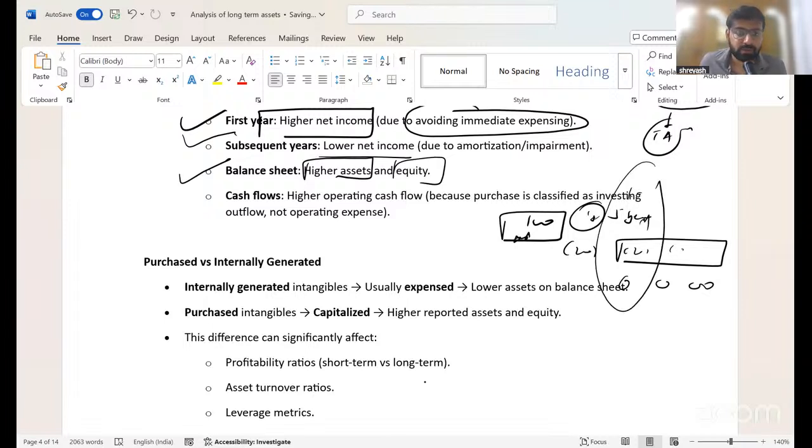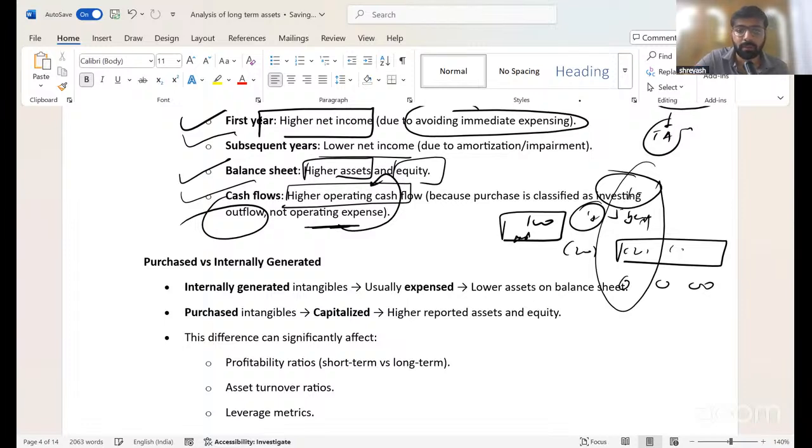And obviously, what happens to the cash flows? So your cash flows are higher. Operating cash flows, in true essence, are going to be higher. Sir, why is my operating cash flow going to be higher if I decide to capitalize an asset rather than expensing it? Because whatever I spend on purchasing an asset, if it is expensed, the entire amount comes to operating cash flow. But if it is capitalized, because I'm purchasing an asset here, the entire amount will go in investing. And it will not be an operating expense, thus will not form a part of operating cash flow.